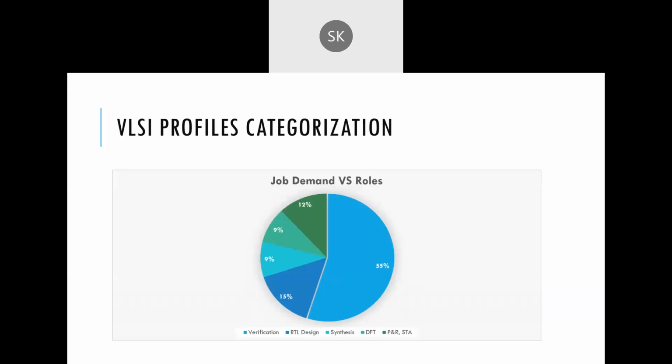Okay, so in this one, basically I have put what the jobs are, right? How many jobs are available in the market for which role? So you can see in this pie chart, I mentioned verification, RTL design, synthesis, DFT. Then we have place and route. The PNR is for place and routing, right? And STA, static timing analysis.